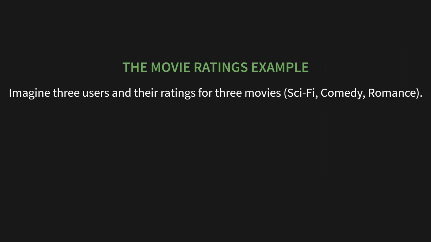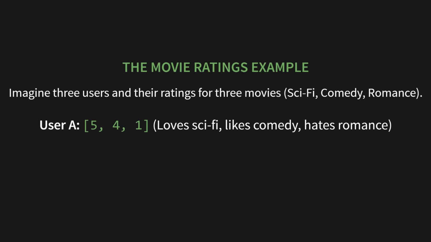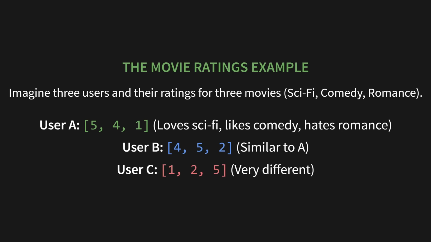Let's look at the movie ratings example. Imagine 3 users and their ratings for 3 movies. We've got sci-fi, comedy, and romance. User A gives us the numbers 5, 4, 1. They love sci-fi, they like comedy, but they hate romance. User B gives us 4, 5, 2, pretty similar to user A. And user C gives us 1, 2, 5, very different.